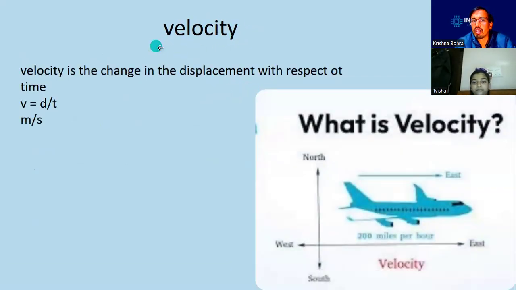Now comes another thing, that is velocity. Thereafter we will be understanding what is acceleration. Then we are ready to understand what a force is.